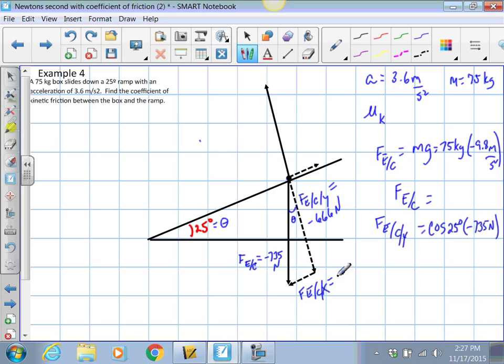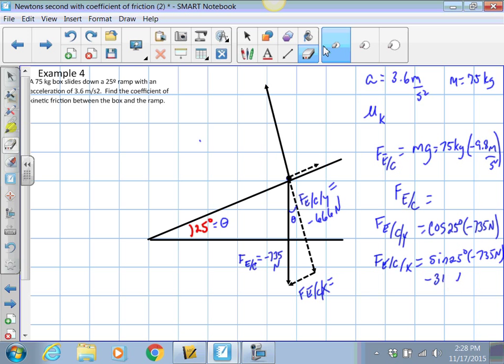That's what I got. I probably tried to round that up, but I think it actually stays right there. And then I've got earth on the crate in the x, and that would be sine of 25 times negative 735 newtons, and that was negative 310. Check me on these numbers, please. 311, okay. I can go with that. Negative 311 newtons.